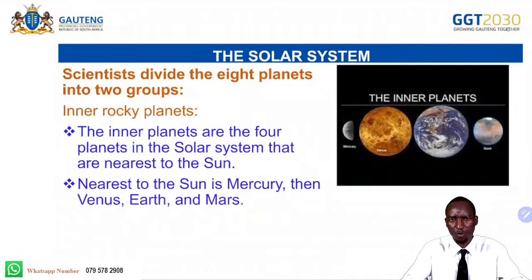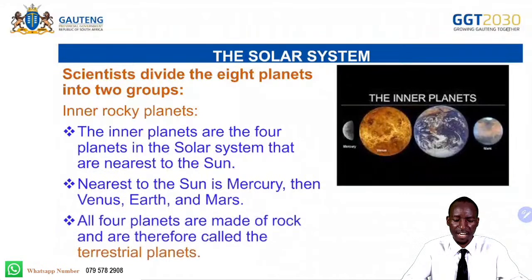Why are they called rock planets? It's because most of their surface is rocky, and therefore they are given a special term. They are referred to as the terrestrial planets. Terrestrial planets are those planets whose surface is mainly made up of rock, and they are the closest to the sun. Hence, their name inner rock planets. Don't forget those planets. We've got Mars, planet Earth, as shown in the picture. We've got Venus, then we've got Mercury.